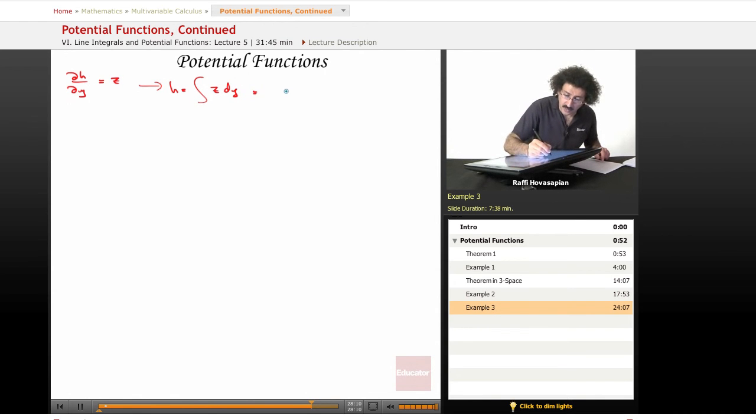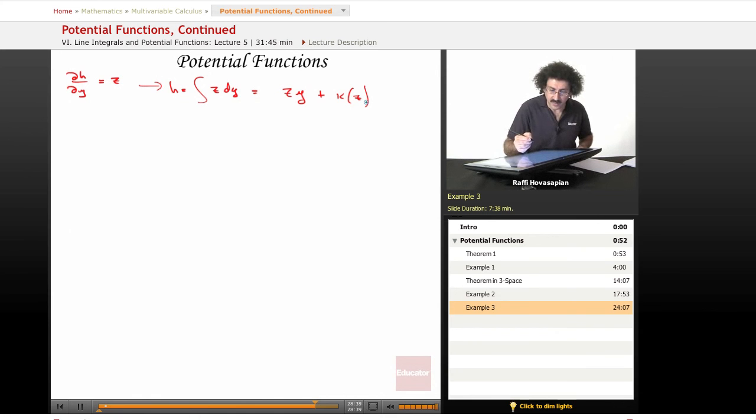And that's going to equal z squared over 2, right? No, not z squared over 2. See, I made the same mistake. This is where you have to be careful. I'm actually integrating with respect to y, so z is a constant. So this is actually going to be zy, plus some function of z. So be very careful. As you can see, I made the mistake.